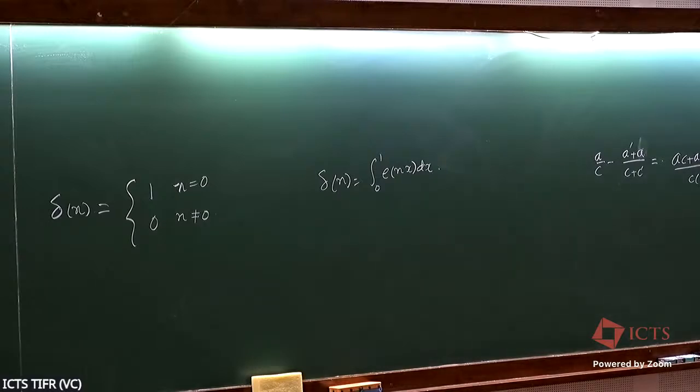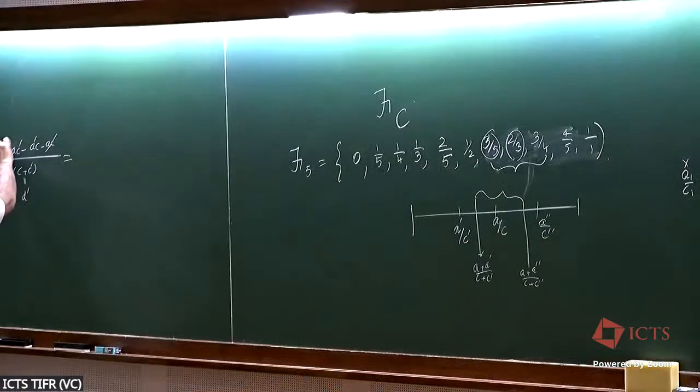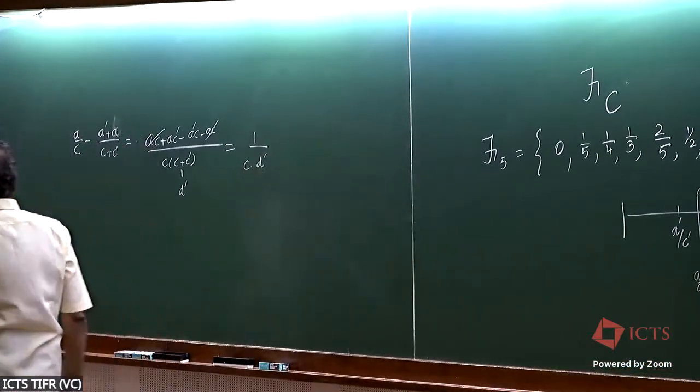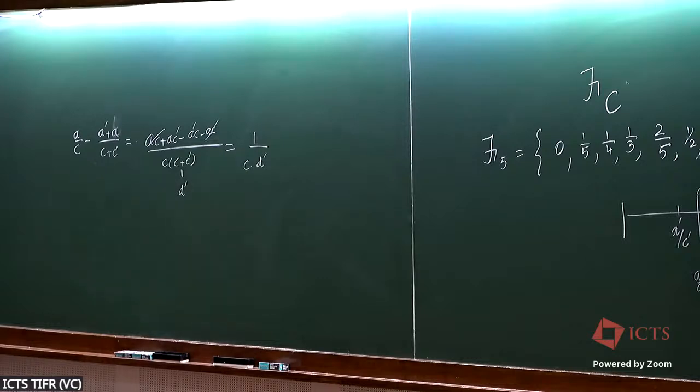And now you see A dash by C dash and A by C are consecutive ones in FC. Since A dash by C dash and A by C are consecutive ones in FC, then you know AC dash minus A dash C equal to 1. Therefore, that is the distance. Therefore, some variables have gone, but there's a D dash which has suddenly come. And now the question is, what is it I know about D dash?